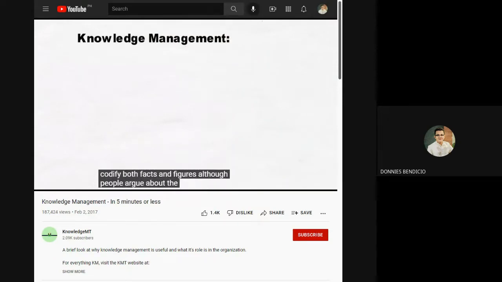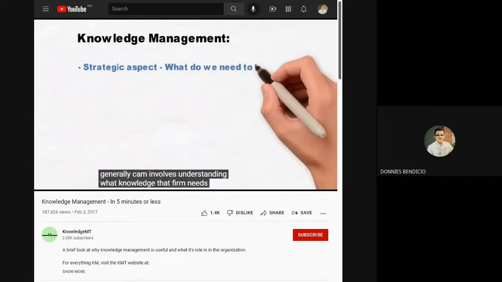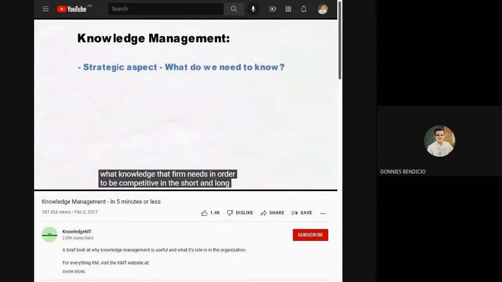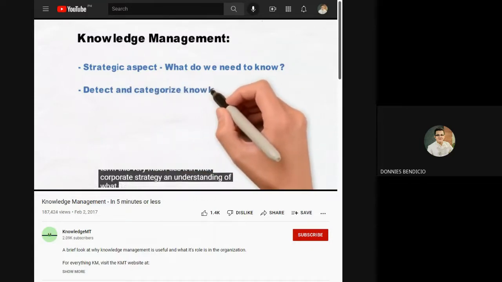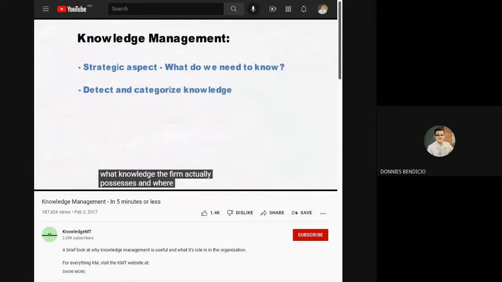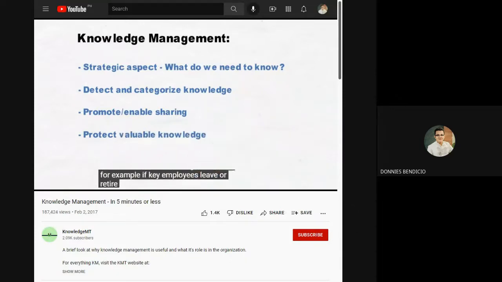Although people argue about the scope of KM all the time, generally, KM involves understanding what knowledge the firm needs in order to be competitive in the short and long term. This very much ties it in with corporate strategy. It involves an understanding of what knowledge the firm actually possesses and where this knowledge is found. Getting the right knowledge to the right people at the right time. Making sure that valuable knowledge is not lost, for example, if key employees leave or retire. And creating an environment where new, relevant knowledge can be created.